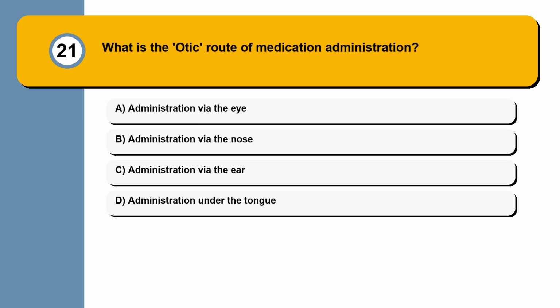Question 21. What is the otic route of medication administration? Administration via the eye. Administration via the nose. Administration via the ear. Administration under the tongue.